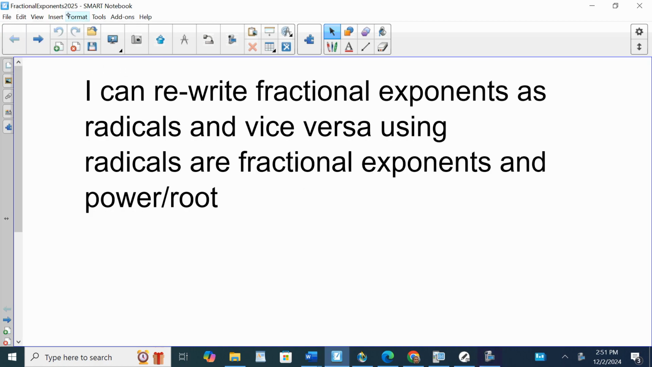I can rewrite fractional exponents as radicals and vice versa, using the idea that radicals are fractional exponents and the exponent is power over the root. It's going to be quick. Let's get right to it.